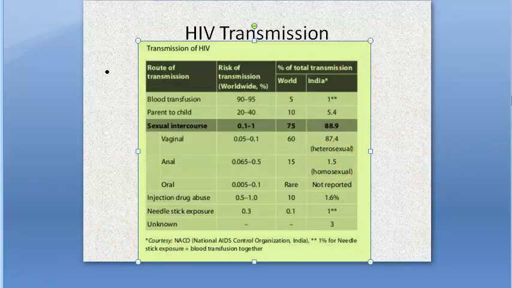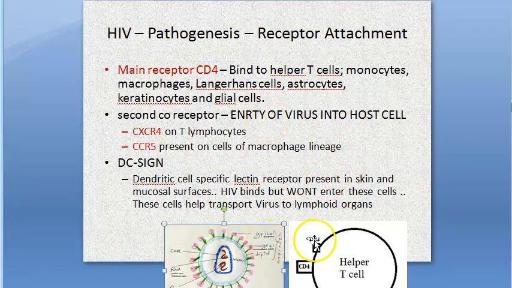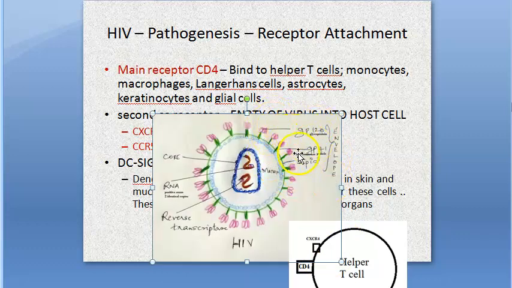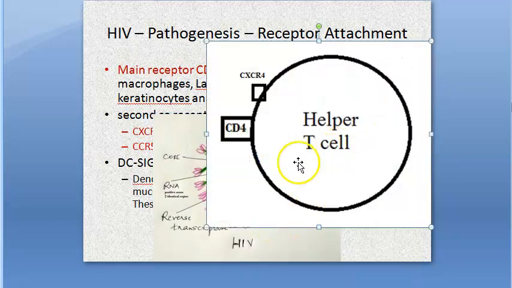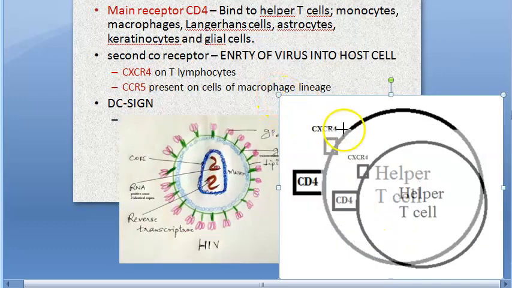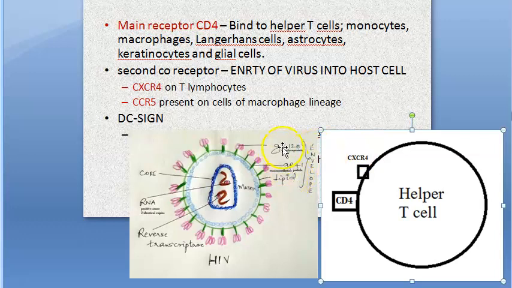Then, moving on, we saw the receptor attachment. In HIV there are glycoproteins GP120 and GP41. GP120 helps to bind to the host. GP41 is the fusion protein which helps this binding between GP120 and the host cell. The host cell has two things: the main receptor is CD4 and the secondary receptor is CXCR4 in helper T cells. In other cells it is going to be CCR5.